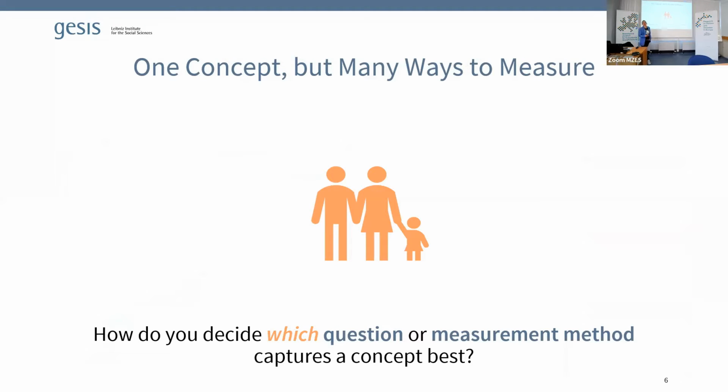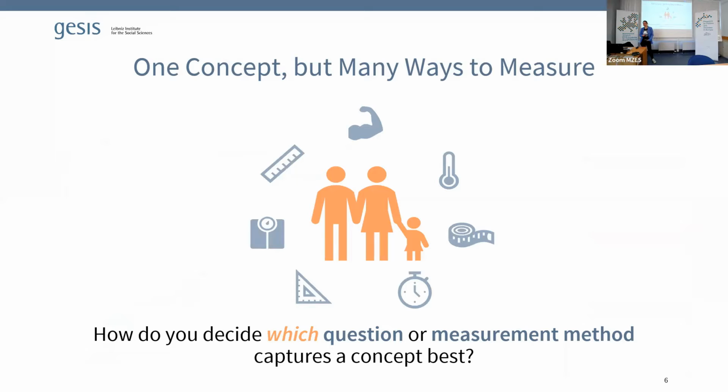Now, let's assume you have carefully thought about your item. You have come up with a very good version, but still there are so many different ways of how you could potentially measure it, right? Maybe there's another very good way of measuring the same thing. The key question here is, how do you decide which one of all these different questions, or call them also measurement methods, is the best in order to capture the concept that you are interested in?